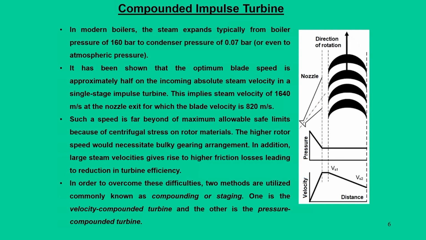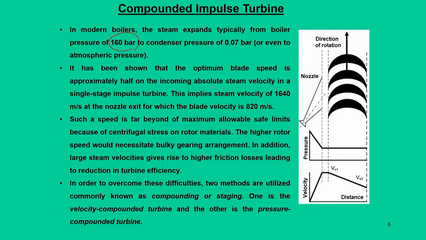Single stage turbine, in steam power terminology, is what we call a De Laval turbine. But when you go for compounding, the first question that arises is, why do you require compounding? Normally in modern boilers, where the steam generation takes place, we look at a pressure availability of around 160 bar. At the same time, the temperature may also be very high, close to 300, 400 or 500 degrees centigrade.